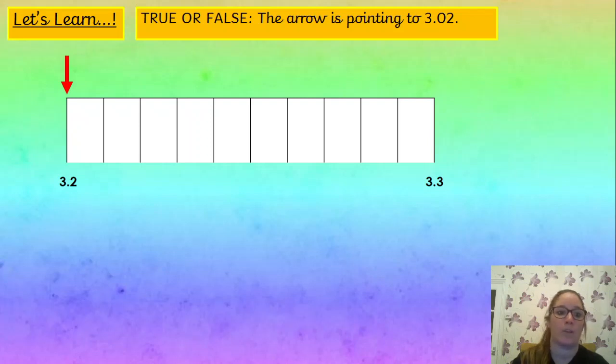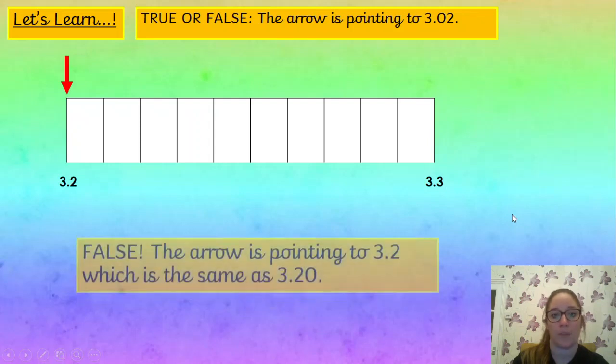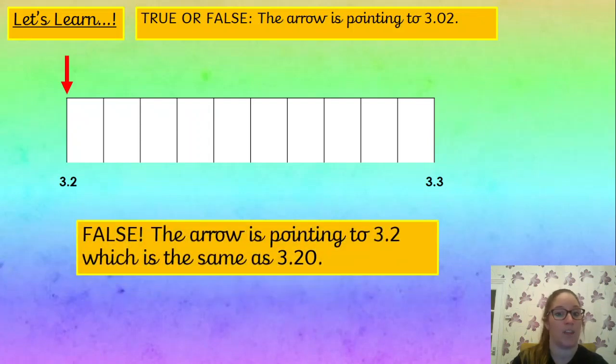Okay, so we've got 3.2 and 3.3. So the answer is false, because this number here is the same as 3.20, not 3.02. Okay, so it's really, really careful. You're looking at your place value and seeing where the 0 should go. Okay, this is not the same as this.